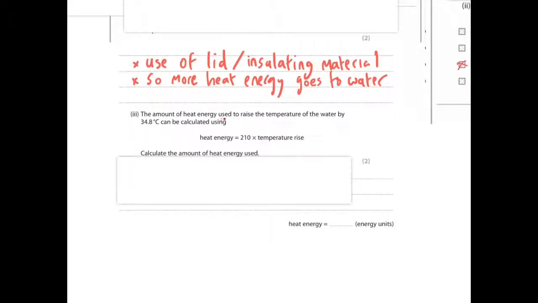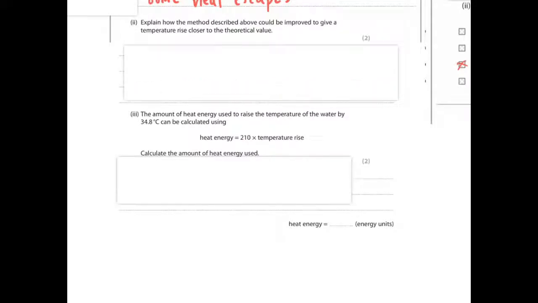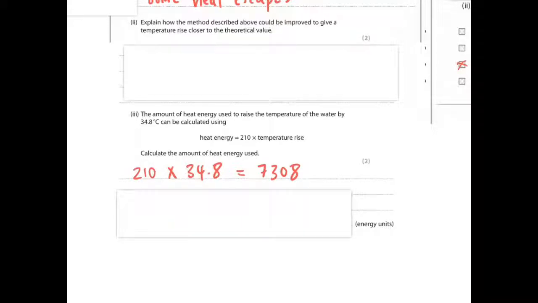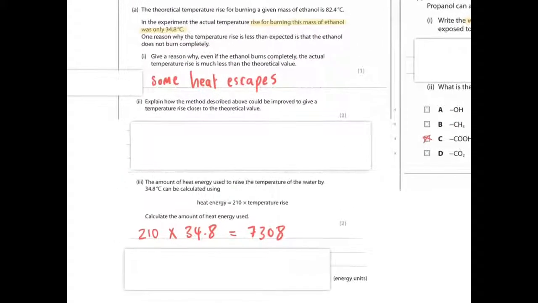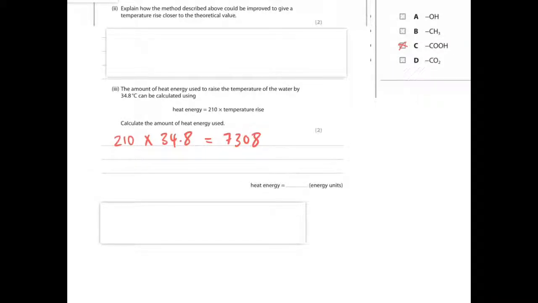The amount of heat energy used to raise the temperature of the water by 34.8 degrees can be calculated using heat energy equals 210 times temperature rise. Calculate the amount of heat energy used. So that's pretty easy. So we're just doing 210 times 34.8. They give you the temperature rise in the question here, so you're just linking that temperature rise to 210. Probably one of the easiest calculations I've seen in a science paper. So there you go. Energy units would be joules.